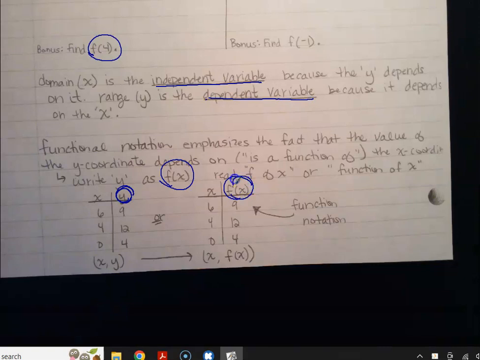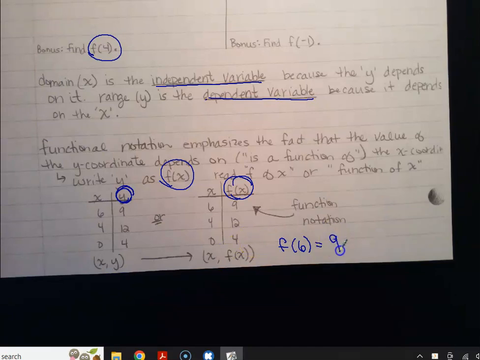Again, we're trying to get you to see that x is independent, and y depends on x. It's hard to see when they're x and y, but here we have x and then the function of x. So what is the y value when I have this x? Again, what would f of 6 equal in this one? What's my function of 6?